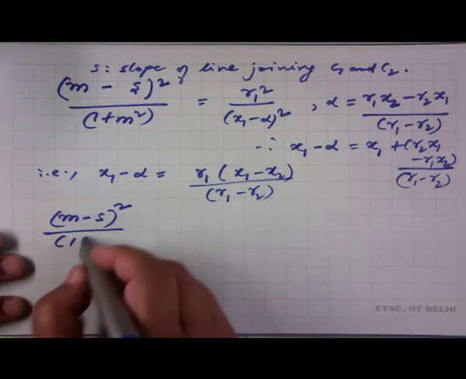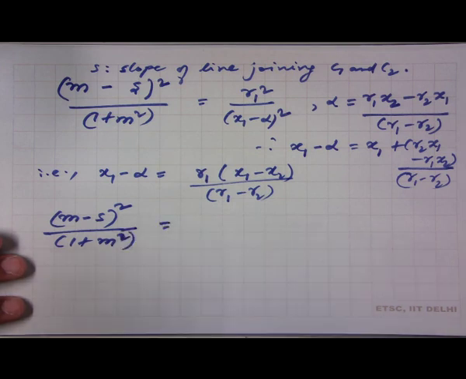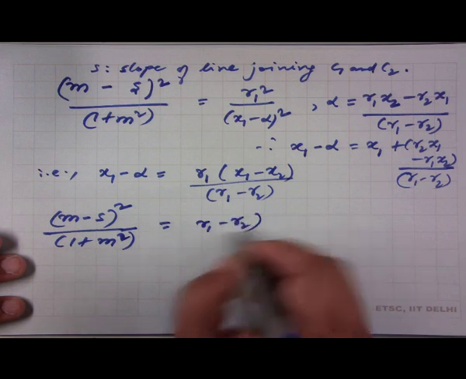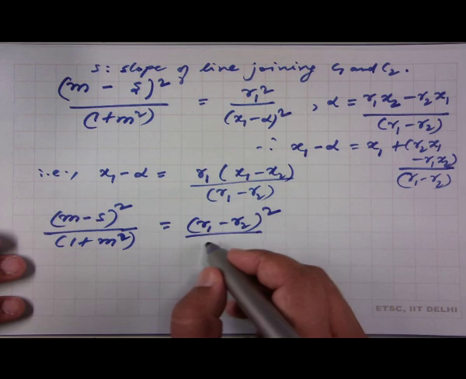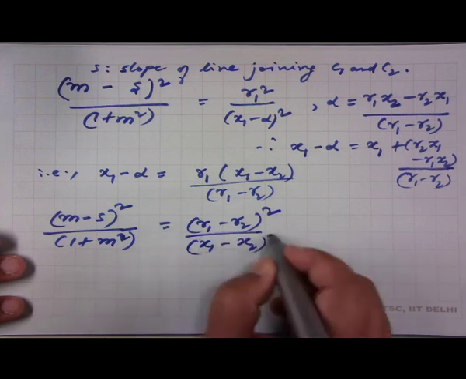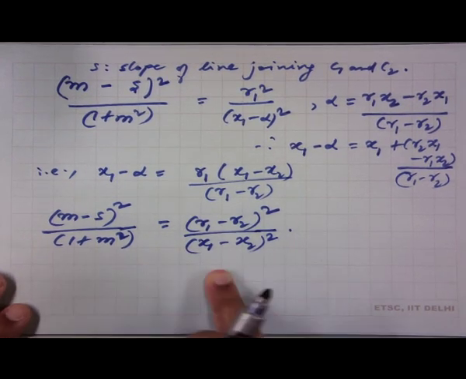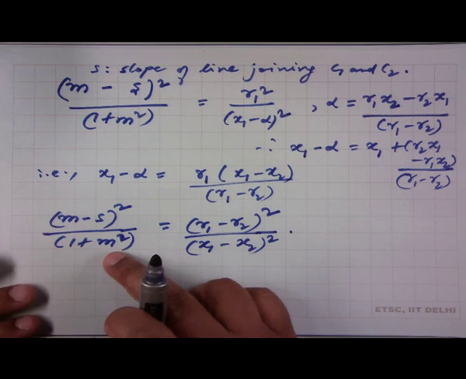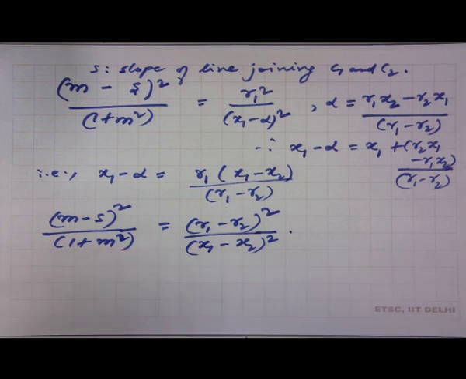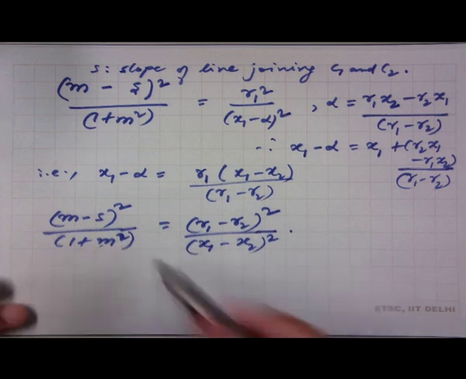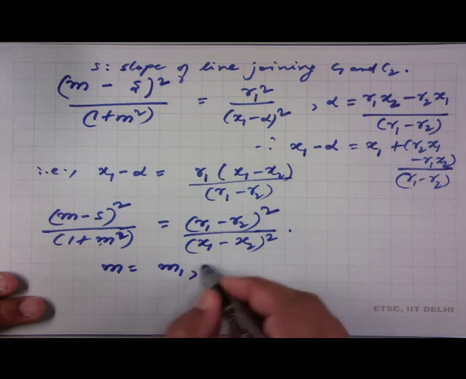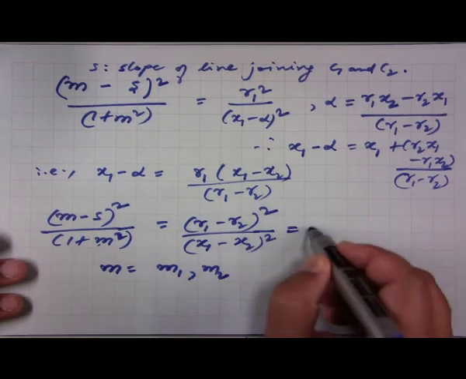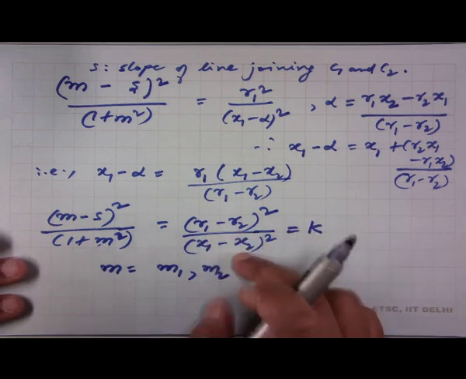So, when we put this equation back here, we get m minus s whole square by 1 plus m square equals r1 minus r2 whole square by x1 minus x2 whole square. If we rearrange this, we actually get a quadratic equation in m, which means there will be two real roots, two different values of the slope. So, once we solve this, we will get m equal to m1 and m equal to m2. Let us denote this right hand quantity by k, because we already know r1 and r2, x1 and x2.